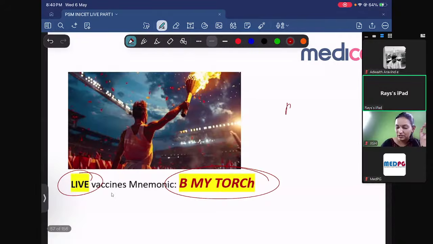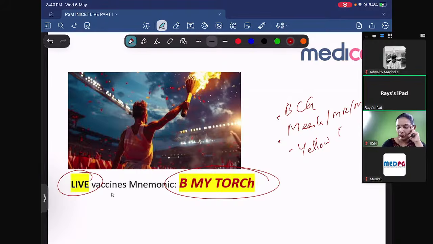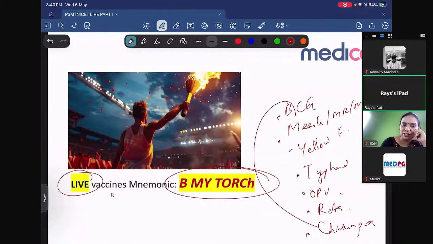B stands for BCG. M is measles, all measles-containing vaccines: measles alone, MR, MMR. That's "Be my." Y stands for yellow fever vaccine. Torch: T stands for typhoid live vaccine. O stands for OPV, the oral polio vaccine, which is live; IPV is not. R is rota, again live. CH is for chickenpox or varicella. These are all examples of live vaccines. Remember "Be my torch," and you will be able to answer the names of the live vaccines.